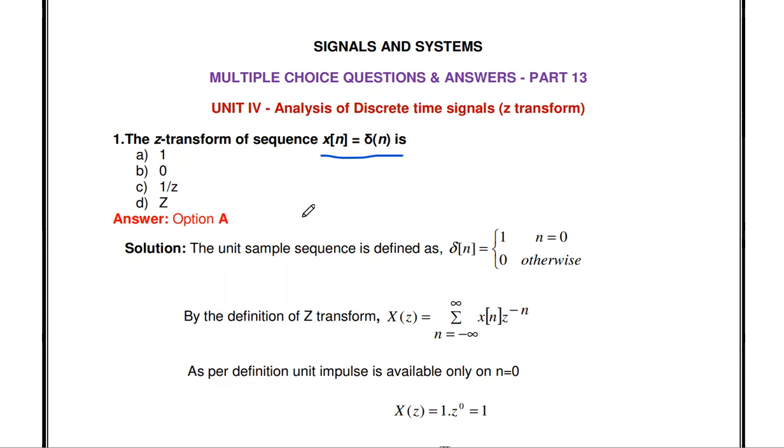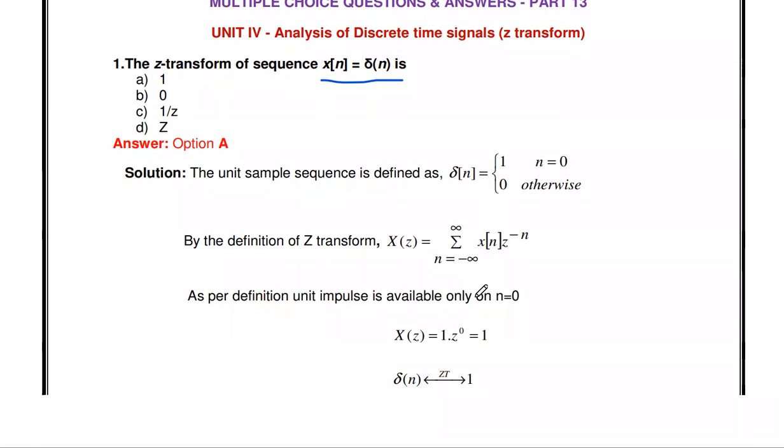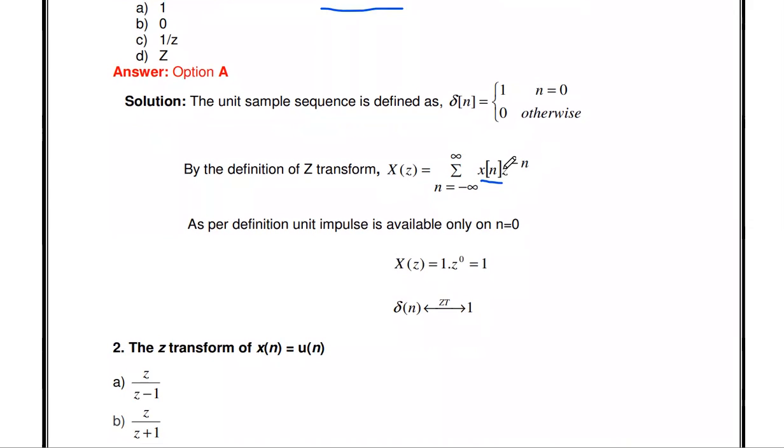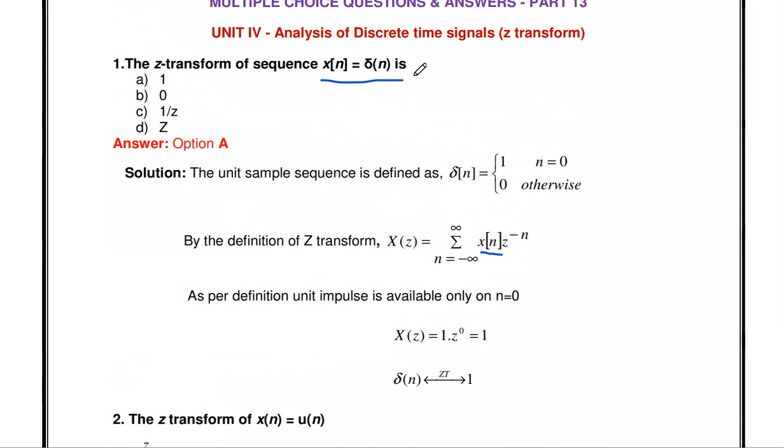If we want to solve this problem, you already know the Z transform formula. What is the Z transform formula? The Z transform of any sequence x of n is the capital X of Z equal to summation n equal to minus infinity to infinity x of n z power minus n. In this formula, we have to substitute the value of x of n. What is x of n here? Del of n.